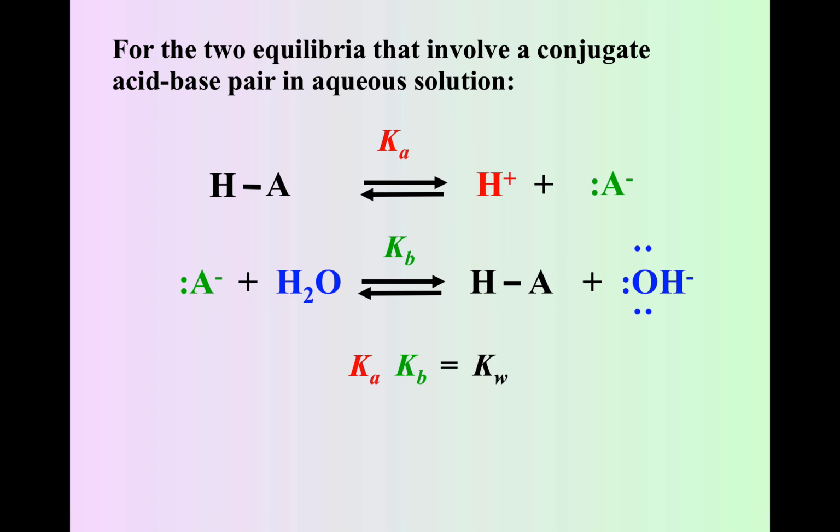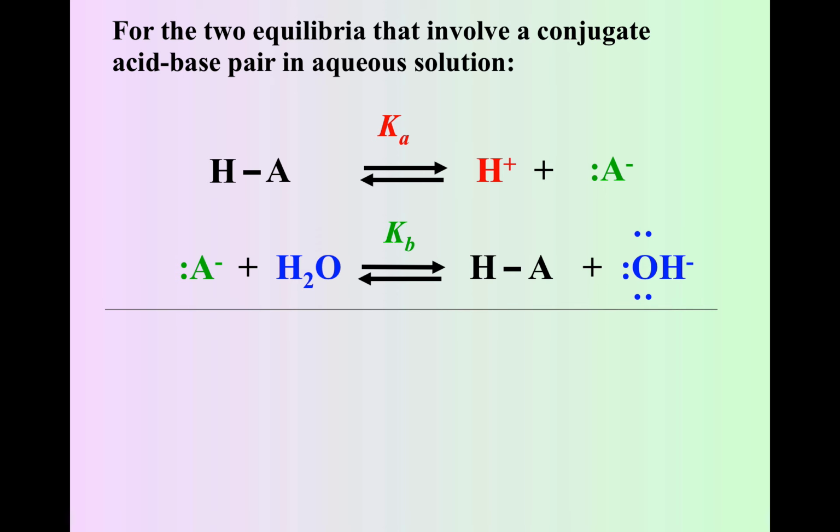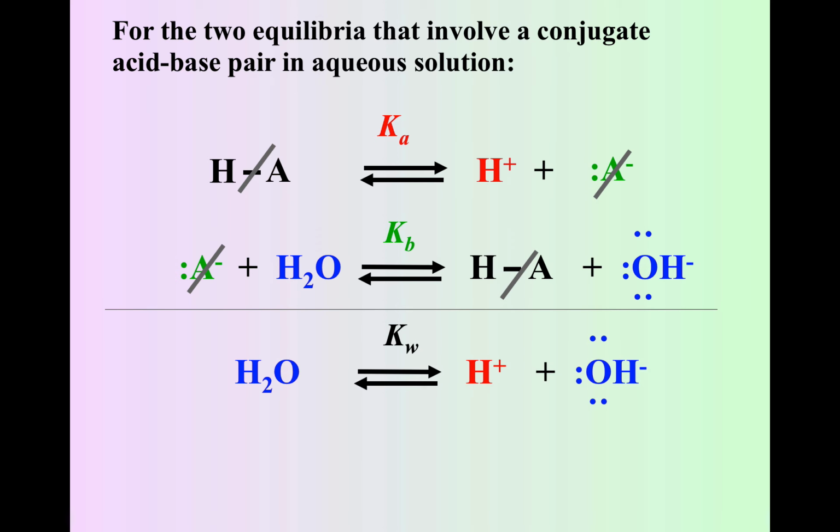So when I multiply a Ka value by a Kb value, it's equal to Kw, 10 to the negative 14. That's the relationship. So as one value gets very large, the other value has to get very small if it's going to be equal to 10 to the negative 14. So why is this the case? Well, because if you add a Ka expression to a Kb expression, the weak acid cancels out, the weak base cancels out, and you're left with the autoionization of water, Kw. So when we add equilibrium expressions together, we multiply their K values. So Ka times Kb is equal to Kw.